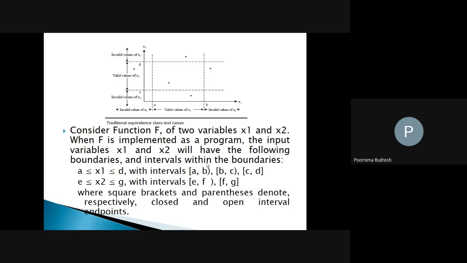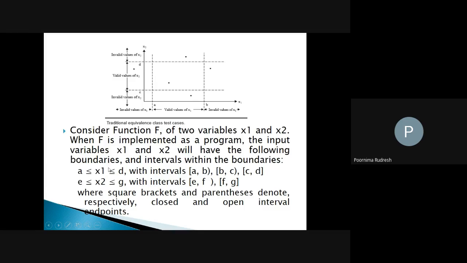Here we have the two variables for the function f. F is a function with two variables x1 and x2, and the input variables x1 and x2 will have boundaries. Here you can see that a ≤ x1 ≤ d. What it indicates is that x1 has the boundary from a to d. Similarly, x2 has values ranging from e to g.